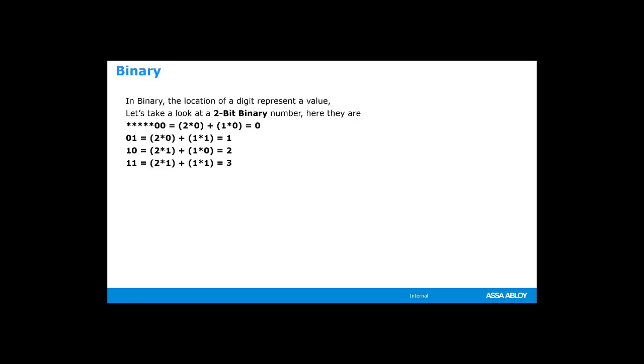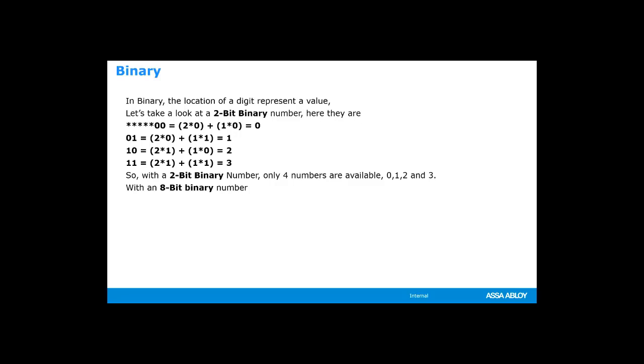1, 0 in binary is equivalent to 2, and that's 2 times 1 plus 1 times 0 is 2. And 1, 1 in binary is actually equivalent to 3. So it's 2 times 1 plus 1 times 1 for a total of 3. So with a 2-bit binary number, only 4 numbers are available: 0, 1, 2, and 3.